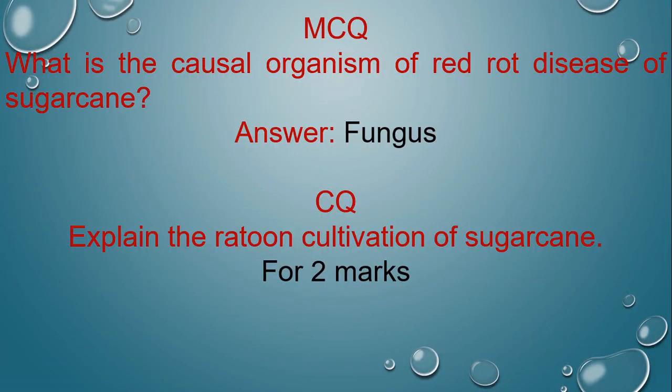So what type of MCQ can we get from this chapter? We can get this type of question, like what is the causal organism of red rot disease of sugarcane, and the answer is fungus. This type of MCQ. We can also get some CQ questions from this section, like explain the ratoon cultivation of sugarcane, and for 2 marks you can get this type of question from this section.